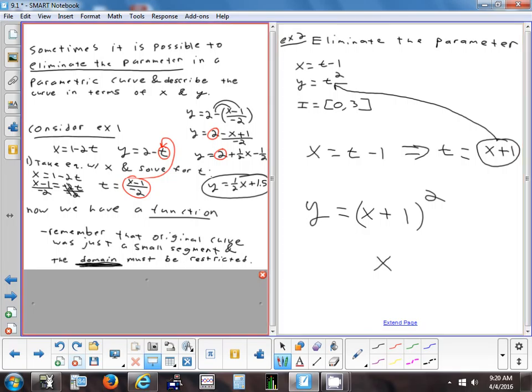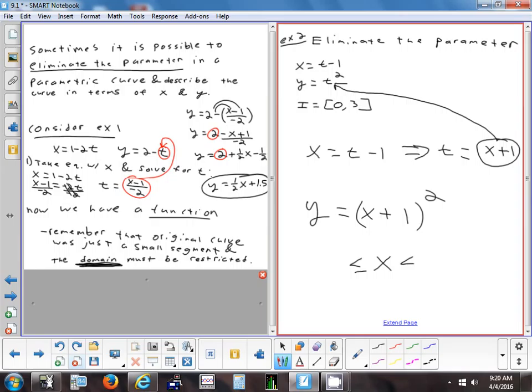With domain, what letter do I care about, x or y? Just the x. Range would be if I asked you how high and low it's going to go. I don't really care how high and low it's going to go. I'm not asking for range. So we have to find the start and end.